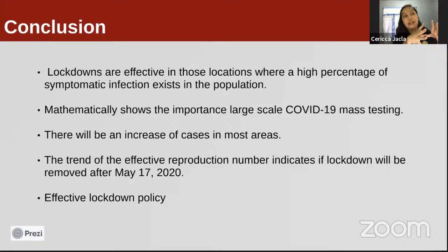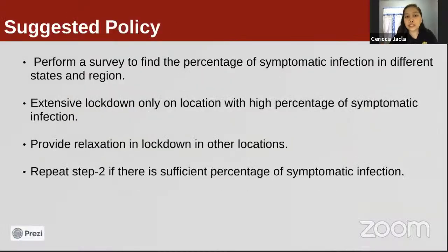It was the graph that I've shown with the effective reproduction number. And they also conclude that lockdown policy is effective. They also have suggestions for the betterment of the lockdown policy in India. So perform a survey to find the percentage of symptomatic infection in different states and regions.